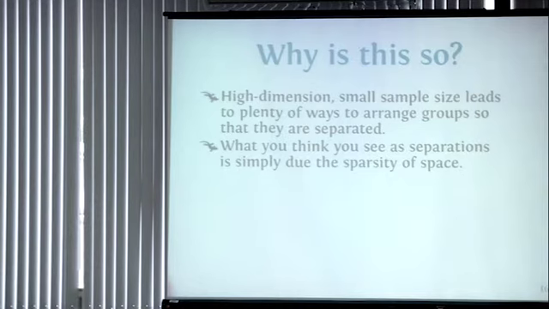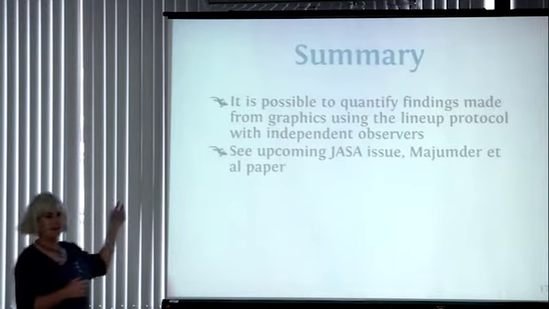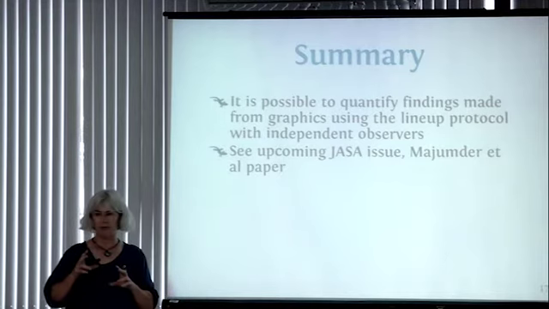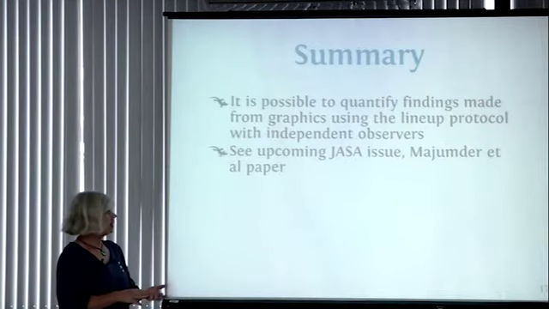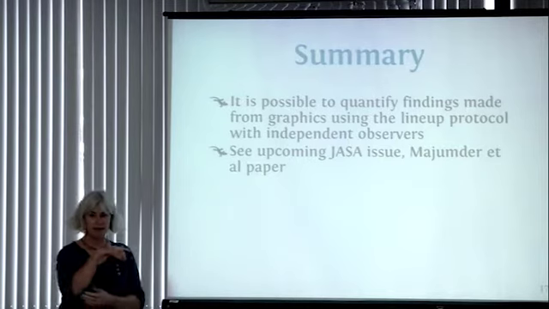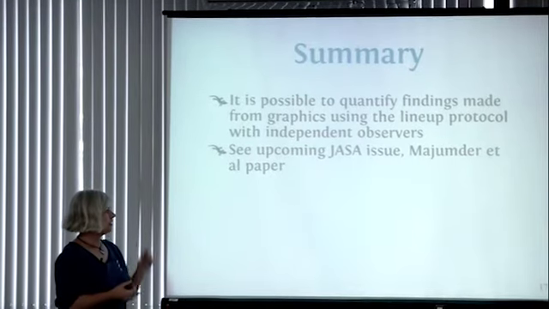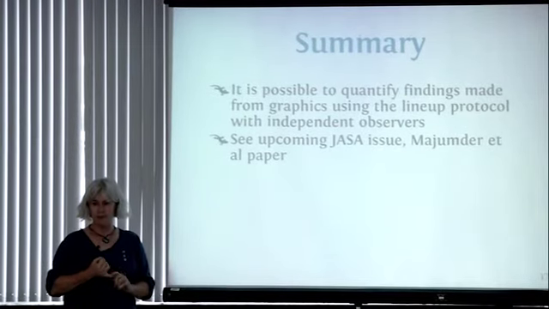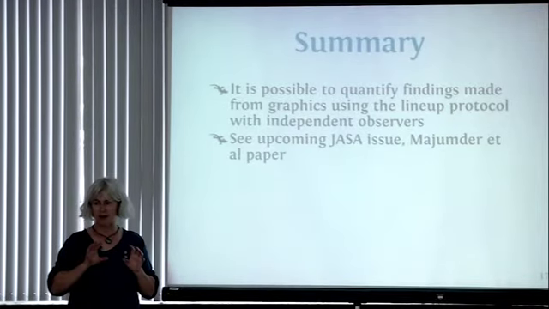Now, we're finishing early today, so I didn't have a break because I'm pretty much done. Basically, in summary, I think we have a way to quantify the findings that we make from graphics now, and they're pretty strong results. This is the paper that explains all the details of how you would make calculations and how it compares with conventional testing. We've been using it with real data, with some of this high throughput sequencing data, to get some sense of whether there's any structure at all in the data.